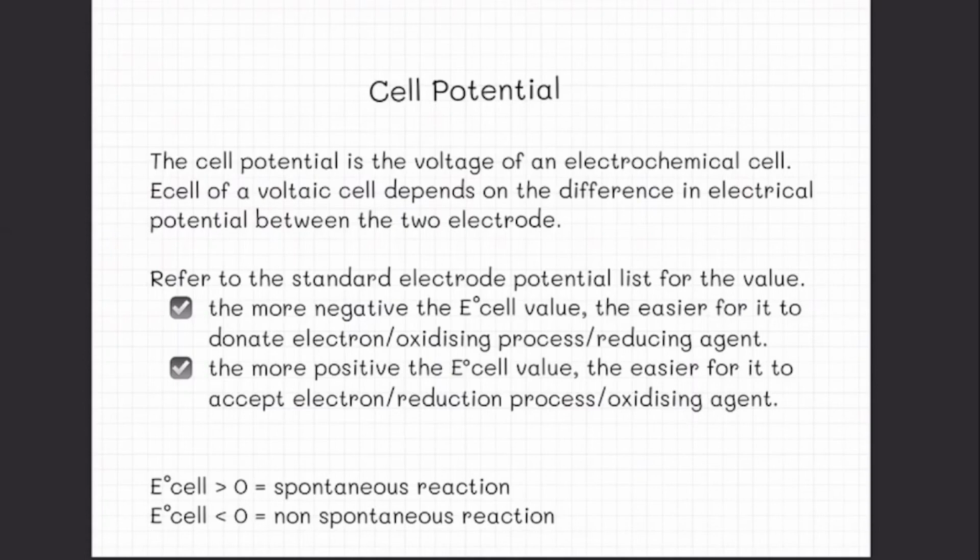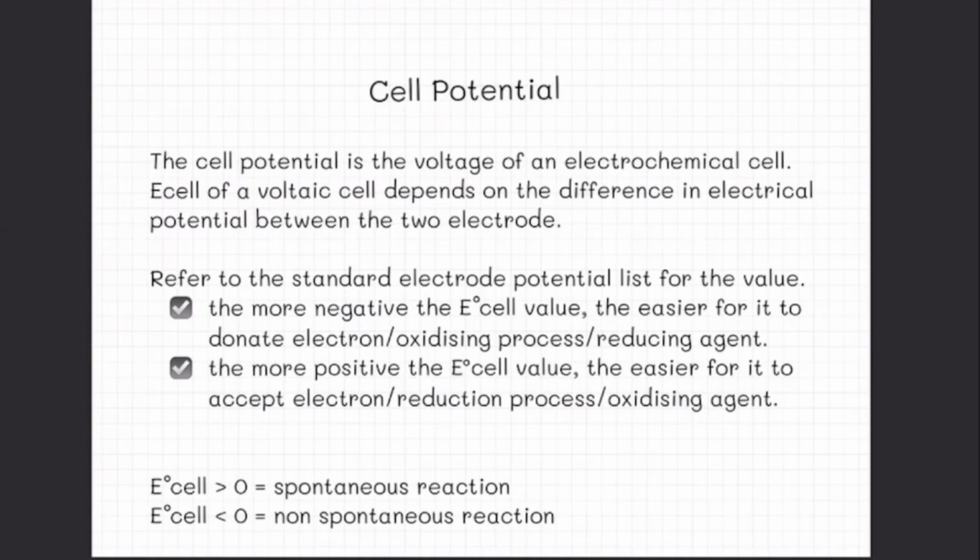Okay, so the cell potential is the voltage of an electrochemical cell. We have two electrodes, and the electron moves from anode to cathode, producing some voltage. The voltage of a cell depends on the difference in electrical potential between the two electrodes. So the bigger the gap between the two electrodes, the more voltage can be produced.